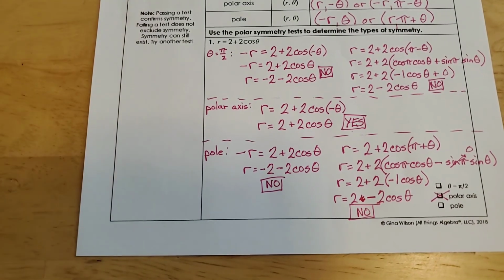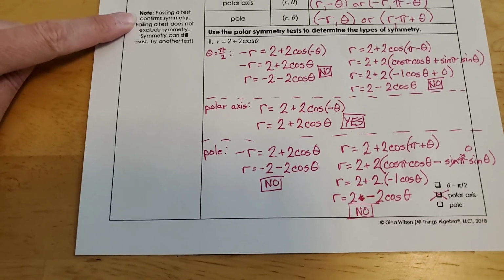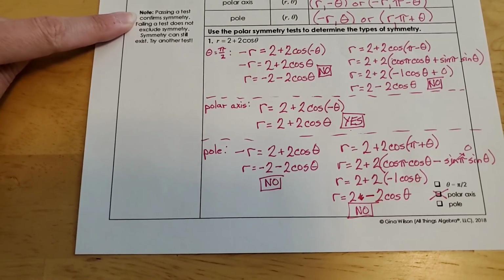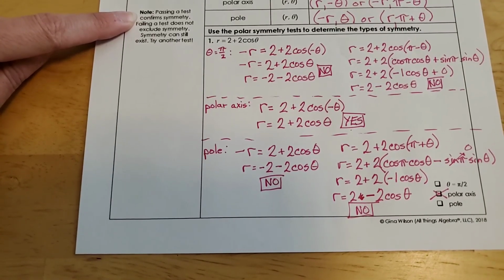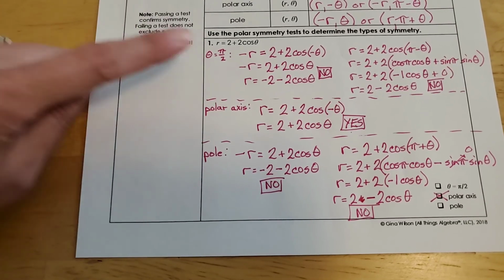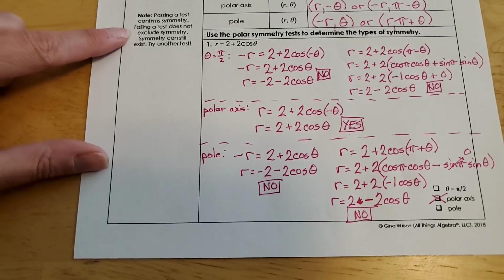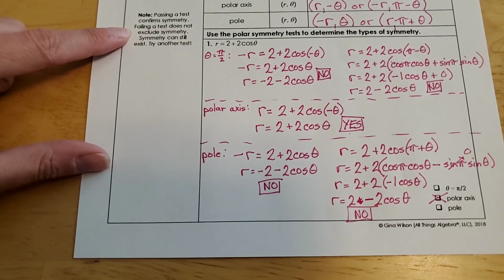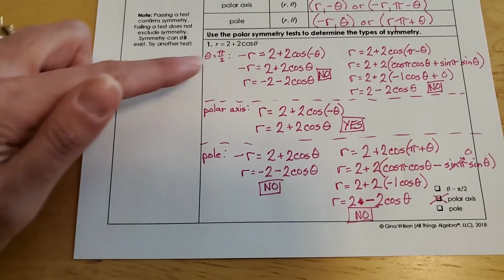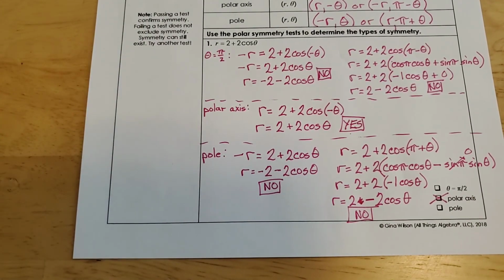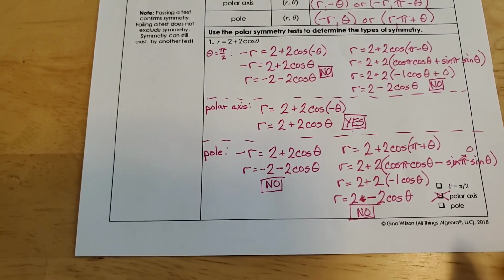So we only have one type of symmetry according to our symmetry tests. Now, important to note over here, passing a test confirms symmetry. So we definitely know that this function right here is symmetric across the polar axis. But failing a test does not exclude symmetry. So we could try other tests. It doesn't mean that you failed here, that there is no symmetry. So we have to be careful there.